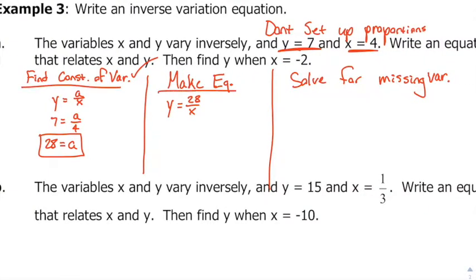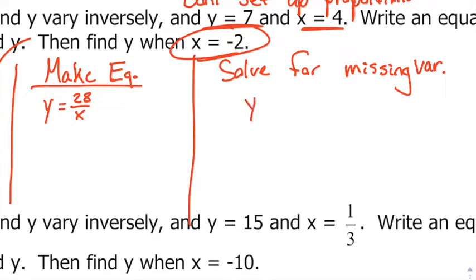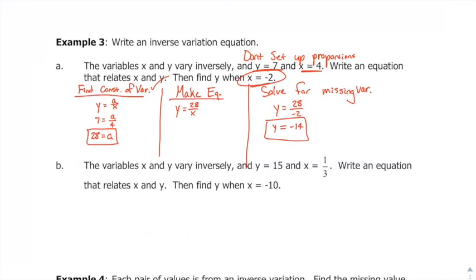So there we go. Make an equation, and then the next thing we're going to do is solve for y when x is negative 2, which all you need to do is literally plug in negative 2 for the x in that equation, and then simplify for that y value. So that'll be negative 14 right there. Once again, we don't know the context of the situation, but that's how that works out. That wasn't too bad.